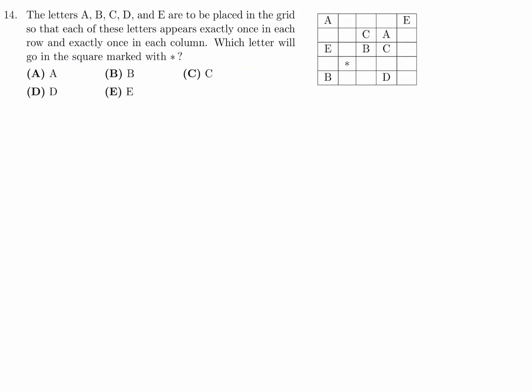The letters A, B, C, D, E are to be placed in the grid so that each of these letters appears exactly once in each row and exactly once in each column. What letter will go in the square marked with an asterisk?